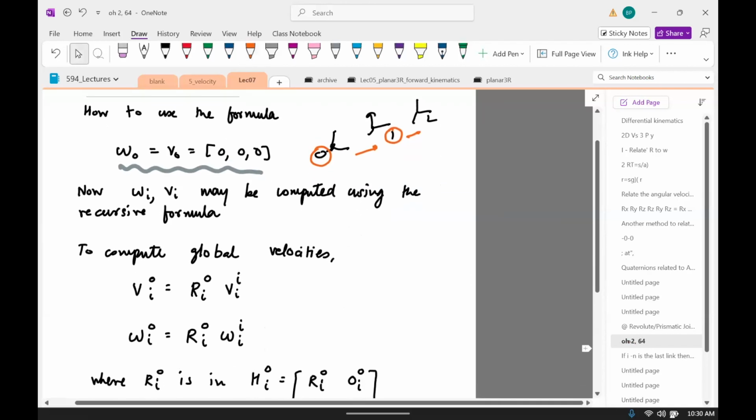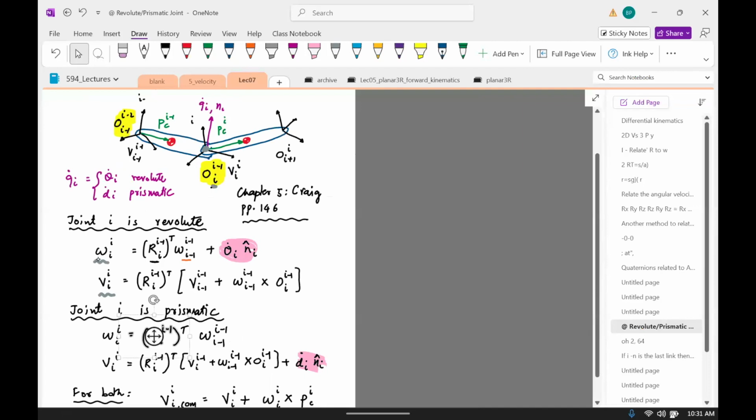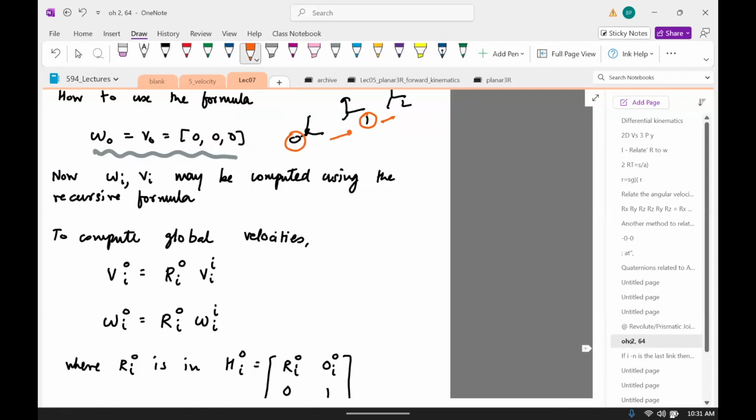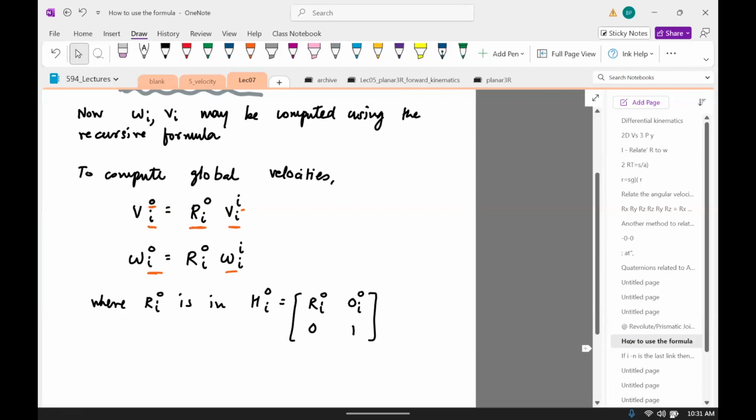So once you do this calculation, all you'll get is the angular velocity of the body frame with respect to itself, omega_i with respect to i. Sometimes you want the velocity of the frame i with respect to the world frame, which is the zeroth frame. That is, how is it moving with respect to the world? All you do is take the velocity with itself and multiply with the right rotation matrix, and you have the velocity. It's super easy. Same for the angular velocity. So R_i^0 will come from the homogeneous matrix.